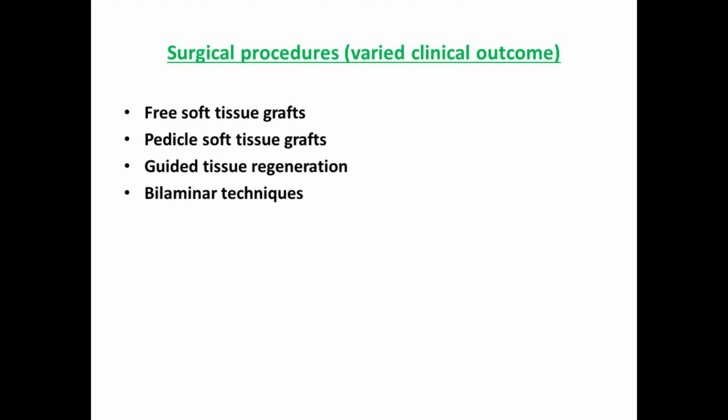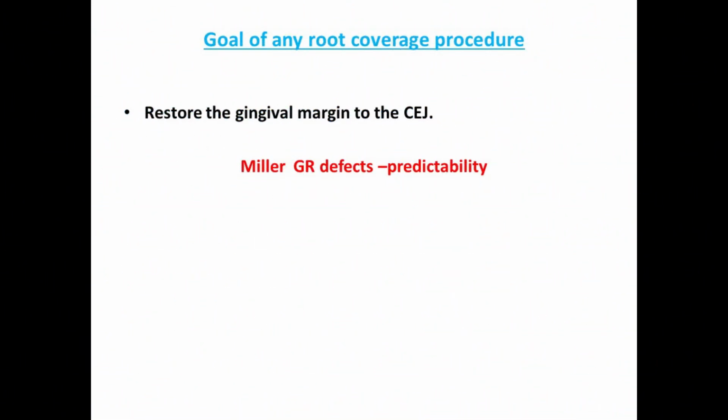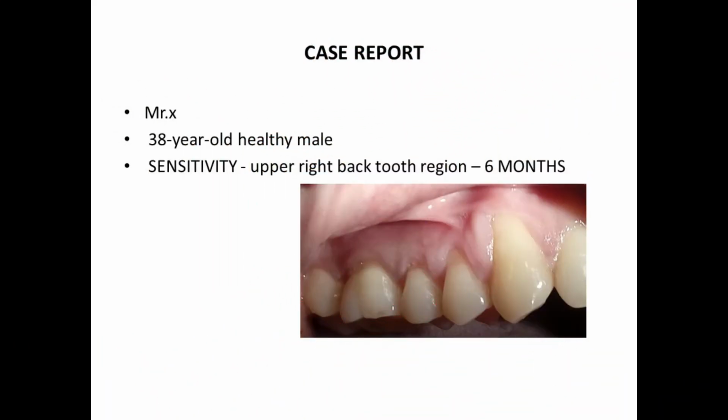Each surgical procedure has a varied clinical outcome, starting from the free soft tissue graft to the pedicle soft tissue graft, a GTR technique, or a bilaminar technique. The ultimate aim of a root coverage procedure is to restore the gingival margin to the cemento-enamel junction. The predictability or success rate depends upon Miller's class: class 1 and class 2 have a good prognosis after the surgical procedure, class 3 a moderate one, and class 4 a poor prognosis.